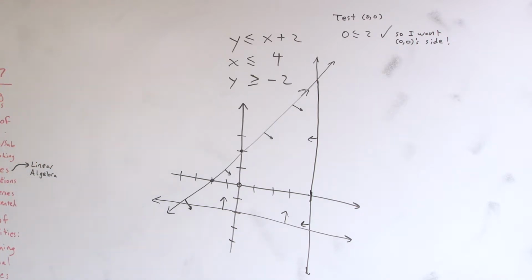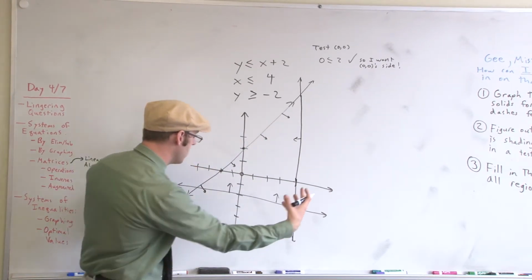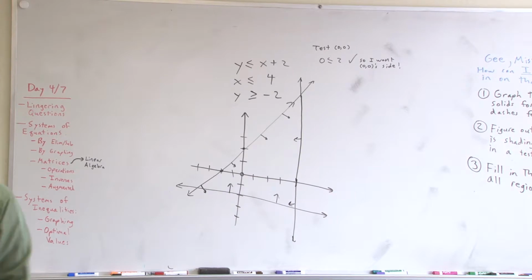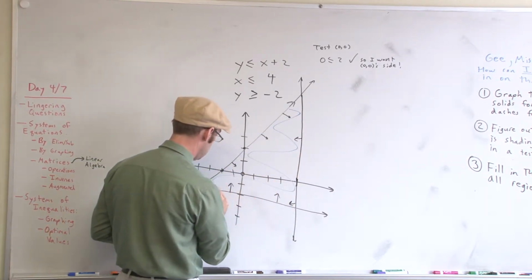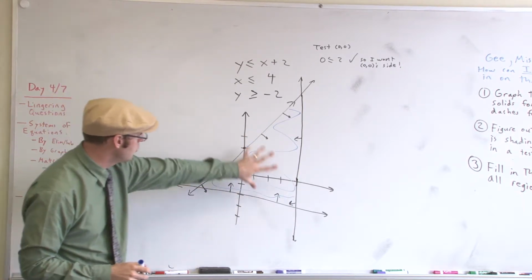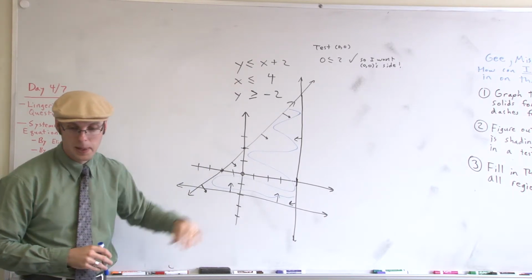So the region that describes these three inequalities is the region where all the arrows are pointing. And as you can see, that's directly in the middle here. Anything in that zone within that triangle will fulfill all three of these requirements.